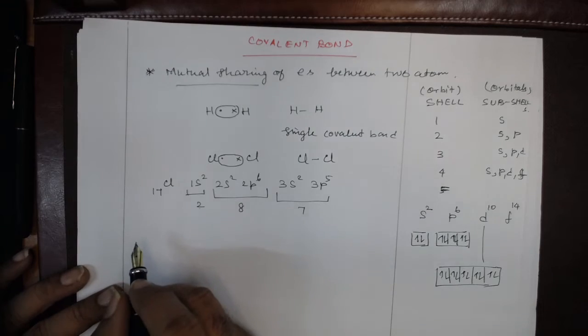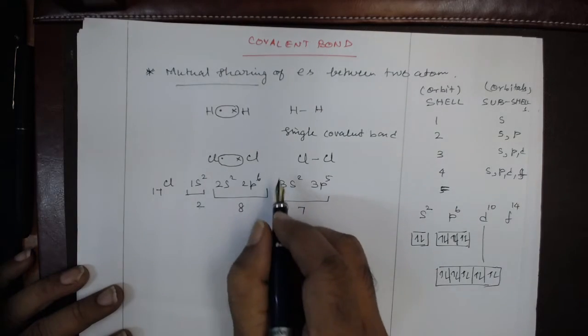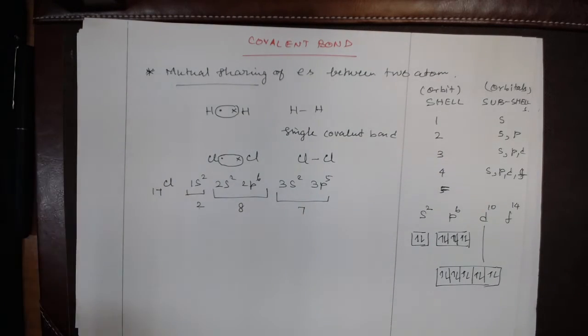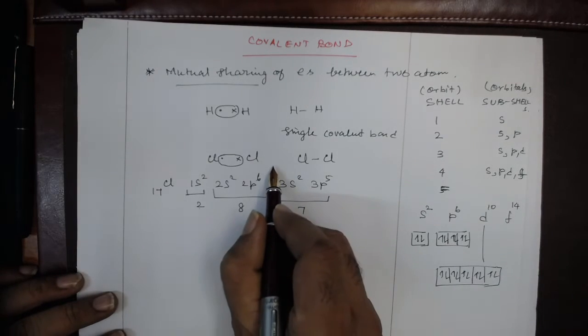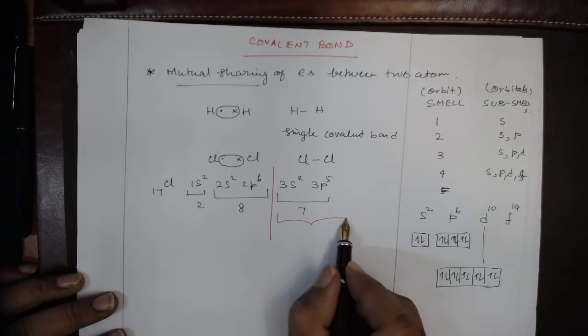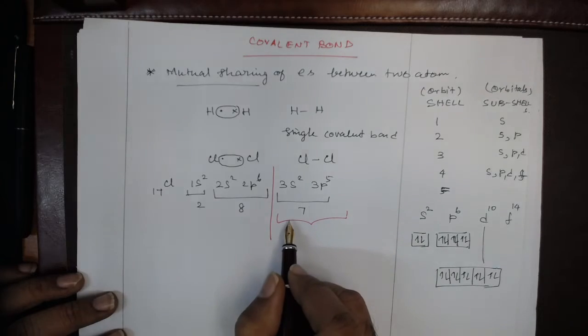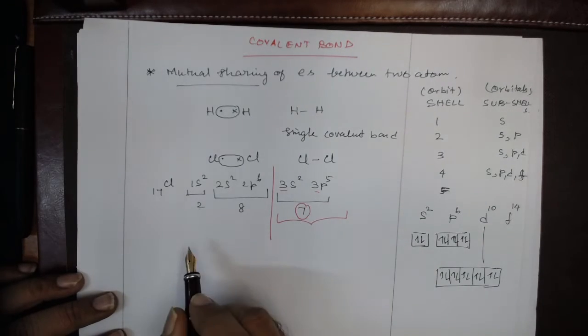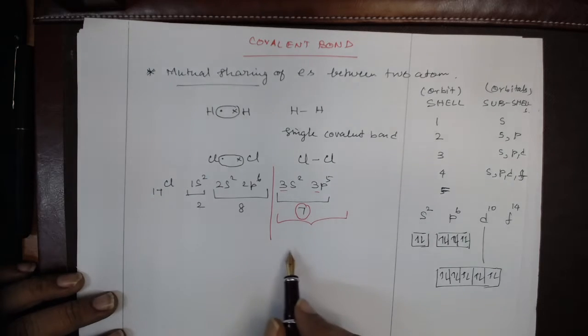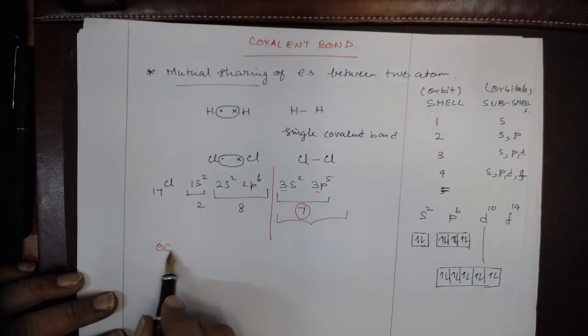So you have to consider the outermost shell only when you consider the valency. Valency means a binding tendency, that is the number of electrons available in the outermost shell. As far as chlorine is concerned, the outermost shell is the third shell. In the third shell, how many electrons are there? Totally 7 electrons.